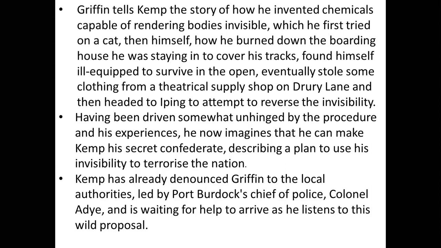So here, when the Invisible Man was explaining his real story, he asked Kemp to be his confederate, or secret assistant, in a plan to use his invisibility to terrorize the nation, to scare the nation. He asked Kemp for help to be with him. But Kemp had already denounced Griffin to the local authorities, which are led by Port Burdock's chief of police.